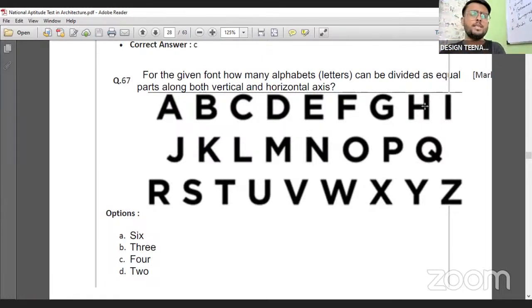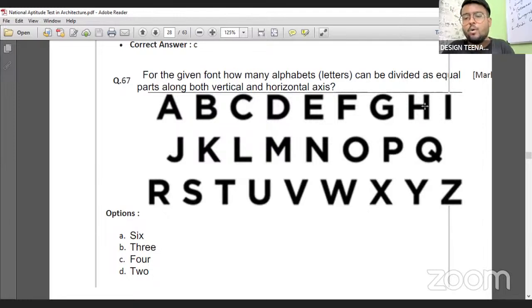Next one, I, possible. J, not possible. K, not possible. L, not possible. M, possible? No. N, is it possible? No. Clearly look and tell me. N, is it possible? No.